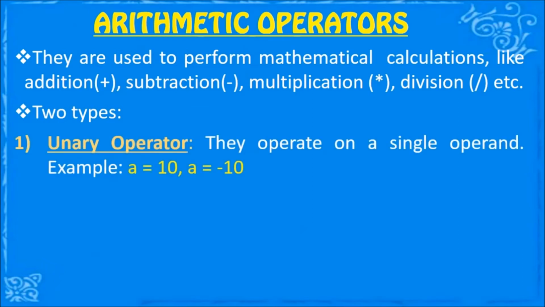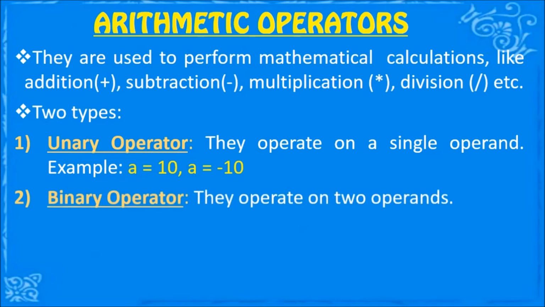The first is unary operator. They operate on a single operand. For example, a equal to 10 or a equal to minus 10. So here again, this is a equal to 10. There's only one single operand in this. The next is binary operator. Here they operate on two different operands.